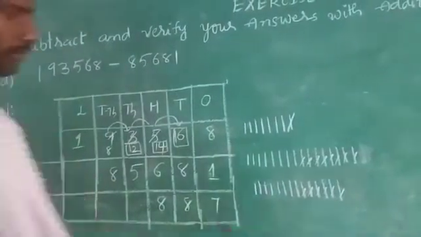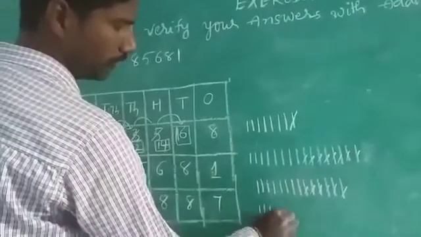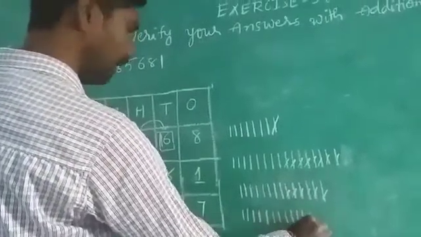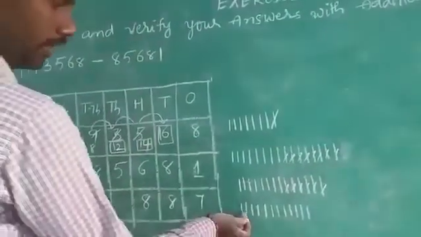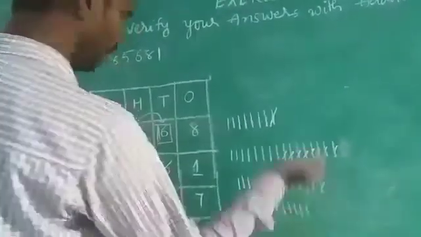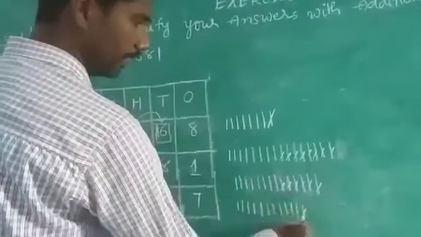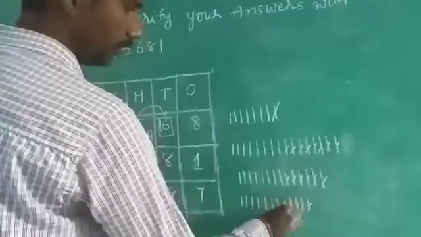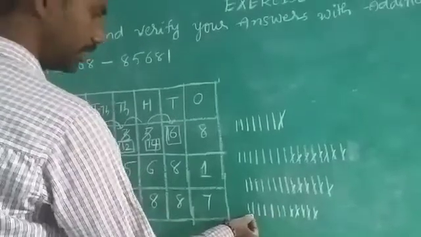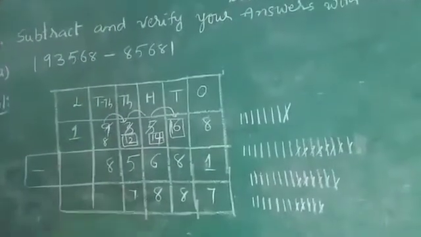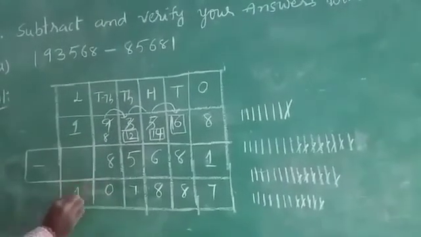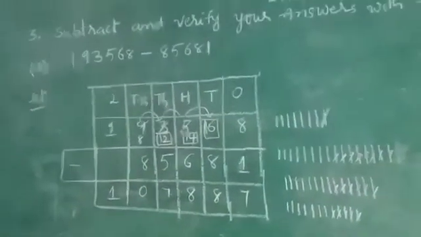12 minus 5. You need to subtract 5 from 12. So how much is left? 7. Here 8 minus 8 is 0, and 1. So this is the subtraction.